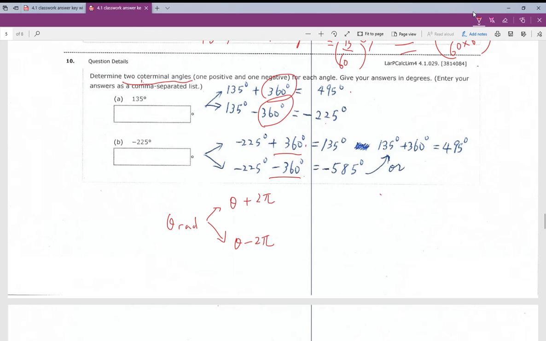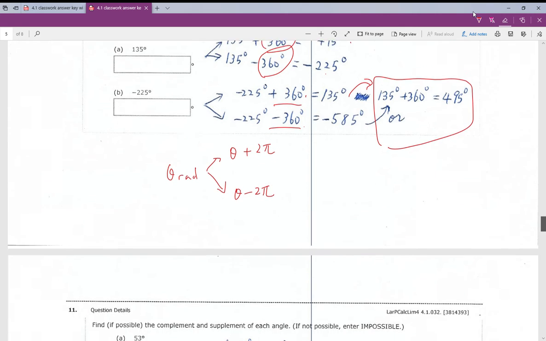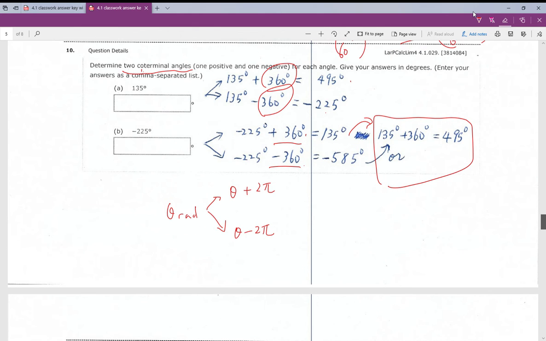Now I provide one more answer. Why did I do that? Because this angle is kind of too big, I can use this one to find another coterminal angle. Okay. Number 11.